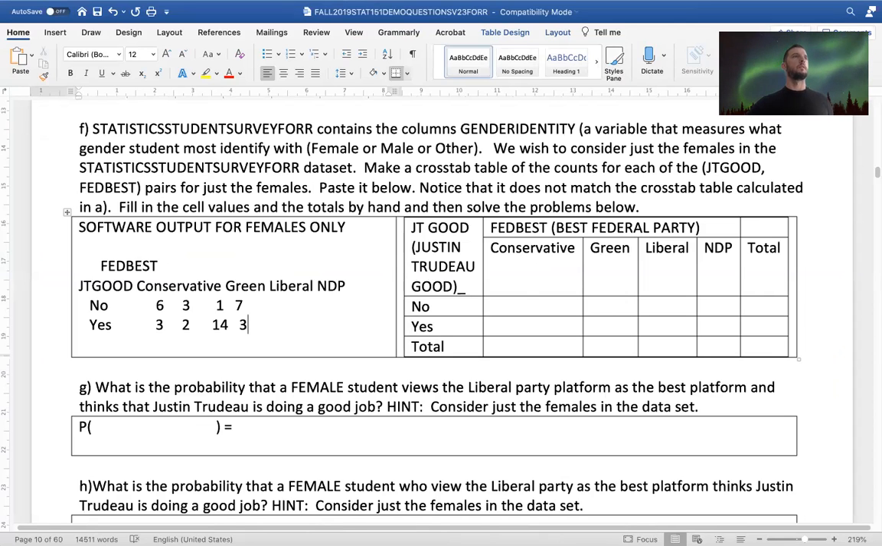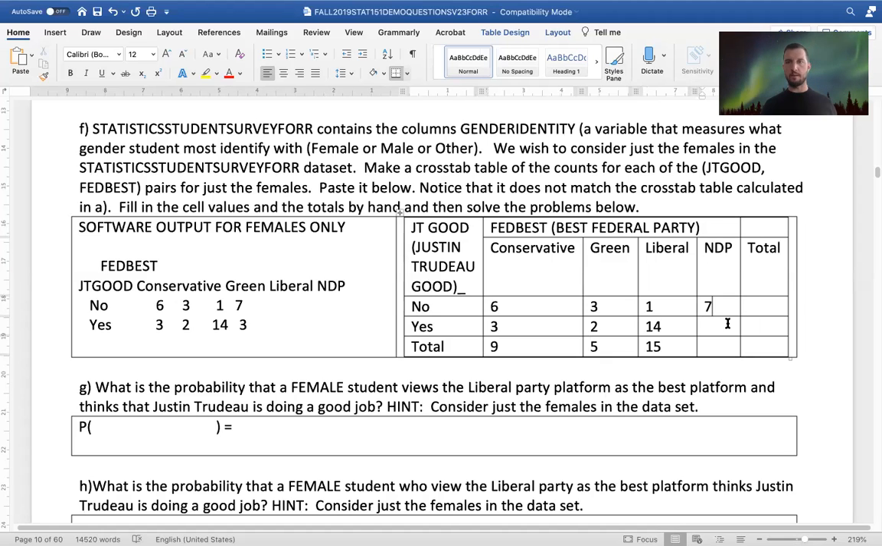All right. So now, very similar to before, we can complete our table. So we have 6, 3, 9, adding those together. 3, 2, 5, adding those together. 1, 14, 15, adding those together. And 7, 3, 10. Okay, 6 plus 11, that's 17 here. 5, 8, 22 here. And then that gives us a total of 39.